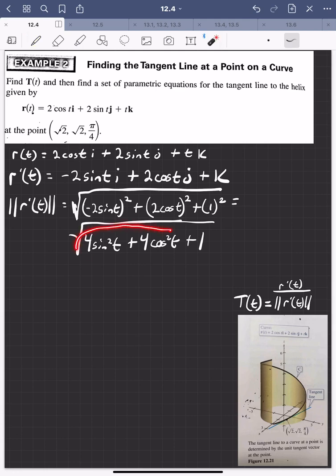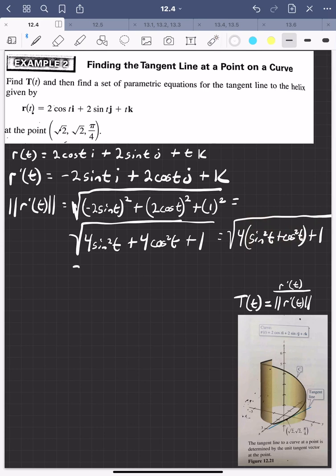Okay, so what's going to happen here is I'm just going to factor out a 4. So what does that look like? So now I have 4 times sine squared plus cosine squared, plus 1. All right, so this is about to become the square root of 5. I hope it makes sense to you that sine squared plus cosine squared is just 1. And so that means 4 times 1 plus 1. So what does it equal? It equals the square root of 4 plus 1, or just the square root of 5. Okay.